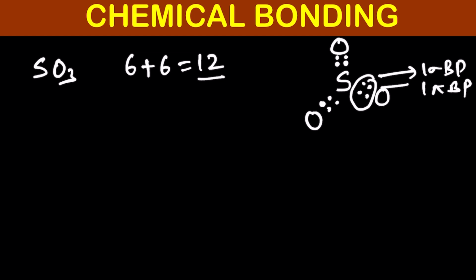Consider only the sigma bond pairs. So one sigma bond pair from here, another sigma bond pair from here, another sigma bond pair from here. So all the 3 bond pairs are sigma bond pairs. Number of lone pairs are 0. So 3 electron pairs in total implies it is sp2 hybridization.